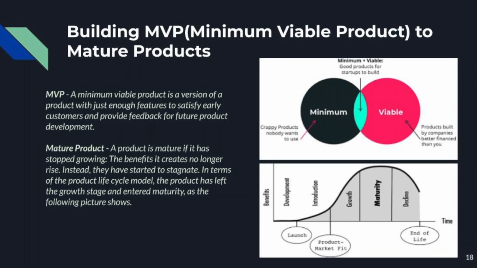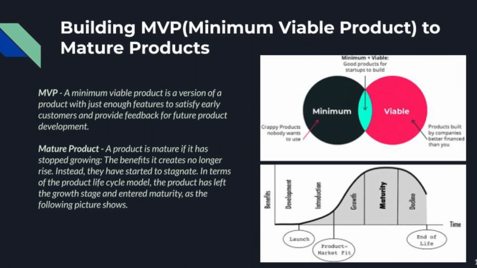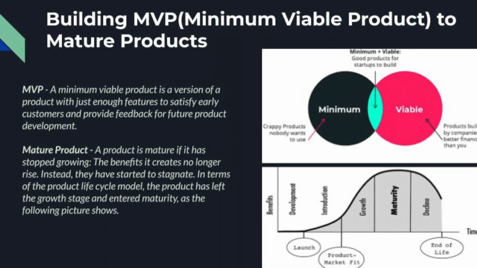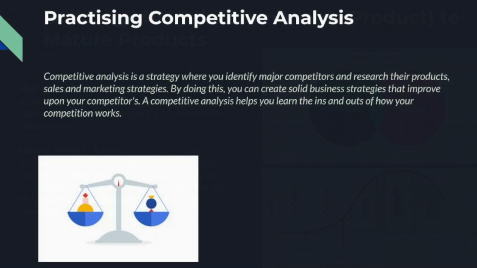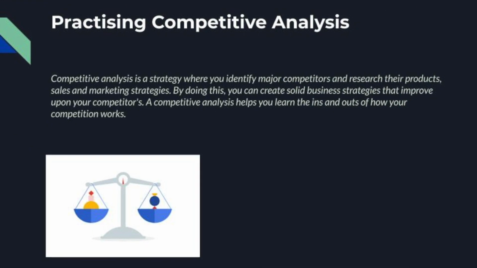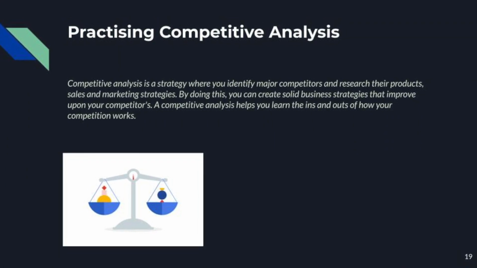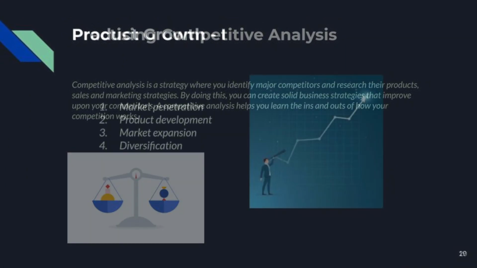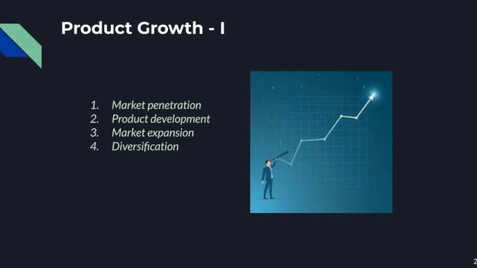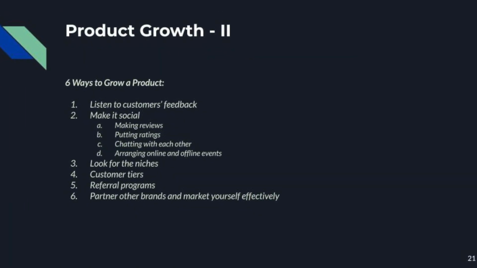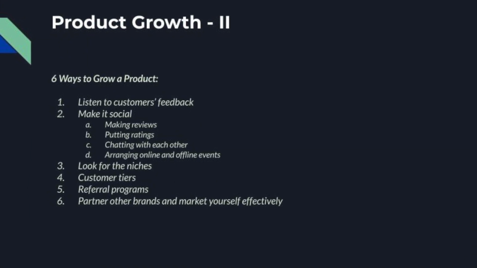MVP, minimum viable product. How to develop that, and slowly how you get into the maturity phase. Competitive analysis, lots of market research is involved here. Product growth, an important area. These are also involved.